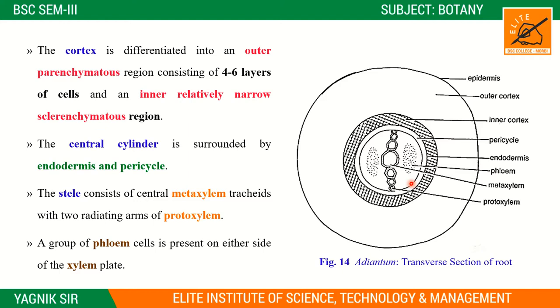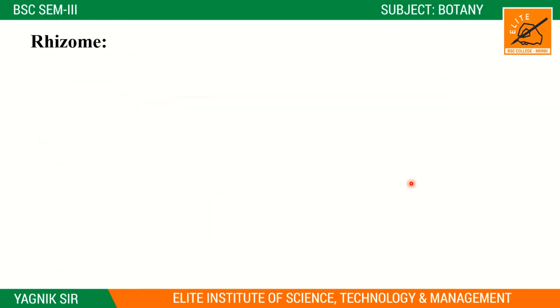And after this portion, we are studying in the chapter types of the stele and stellar evolution, right? So there we discuss in detail the study of the stele, what is the stele, what is the stellar theory, stellar evolution, all these types of topics. So now the root is complete and now we move to the rhizome.